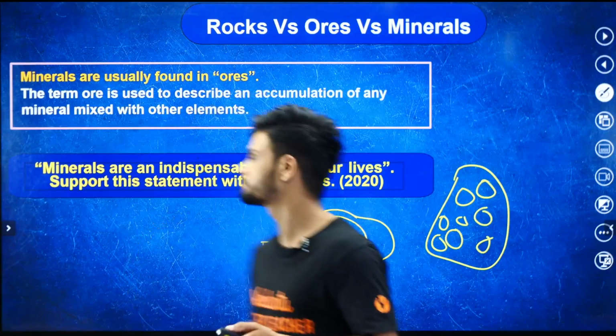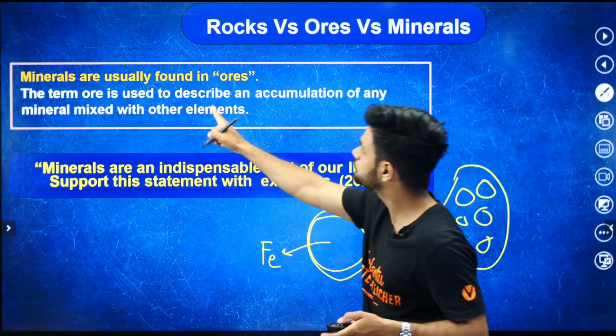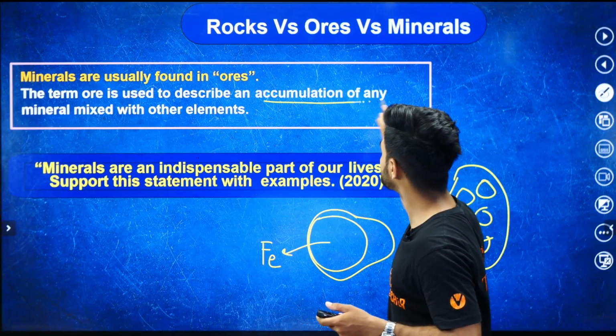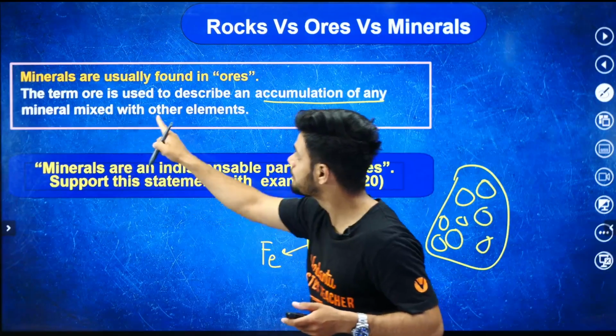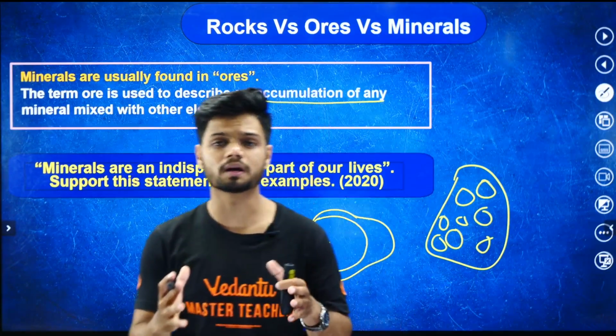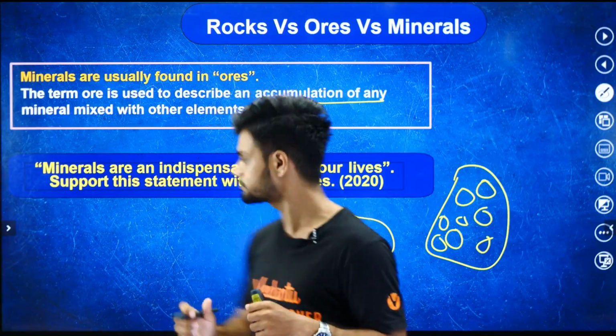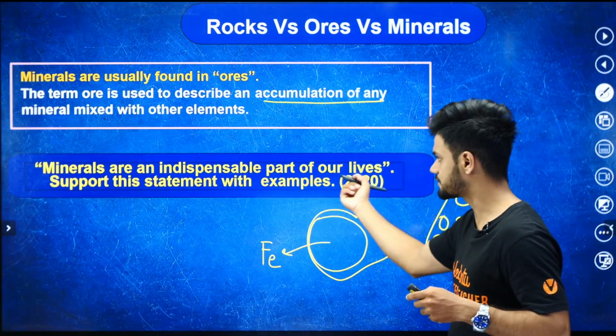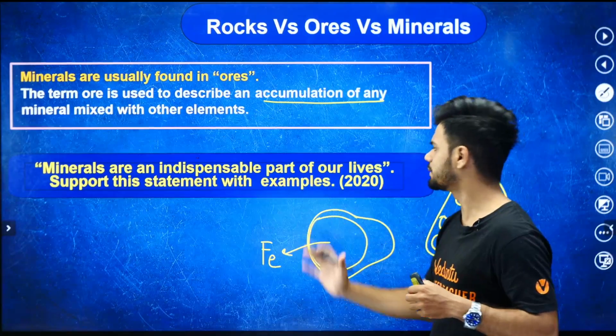That is an ore. That is, minerals are usually found in ores. The term ore is used to describe an accumulation of any minerals mixed with other elements, but one particular mineral will be present in the larger quantity. Now, minerals are an indispensable part of our lives. Support this statement with an example.